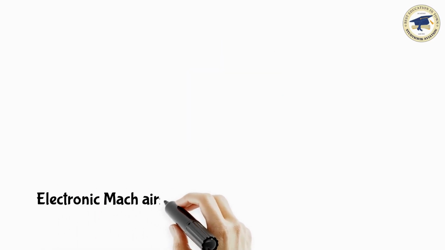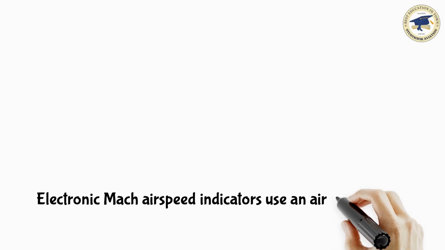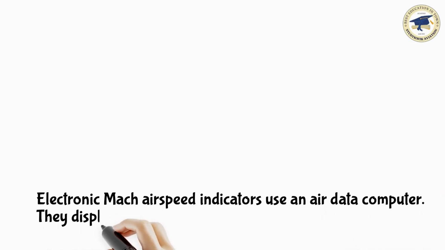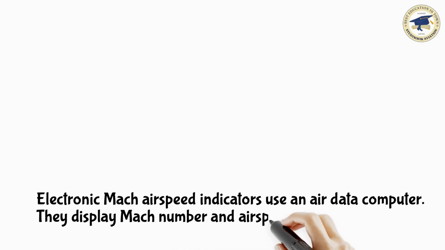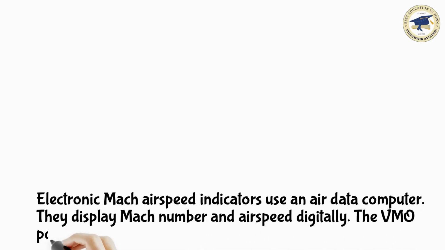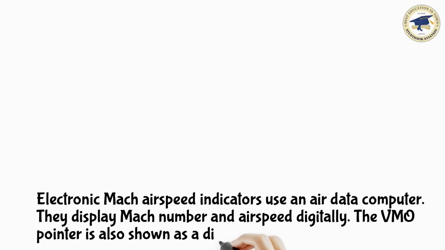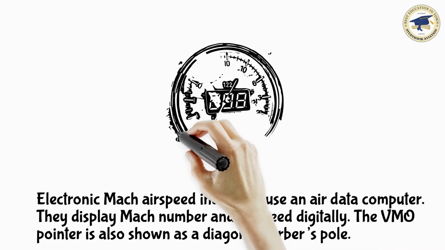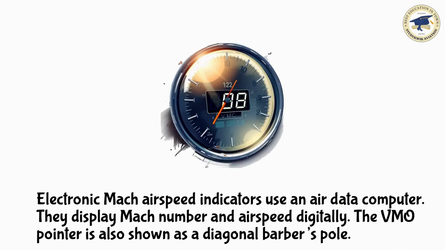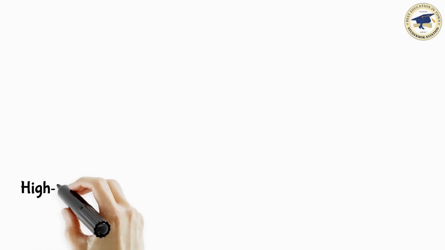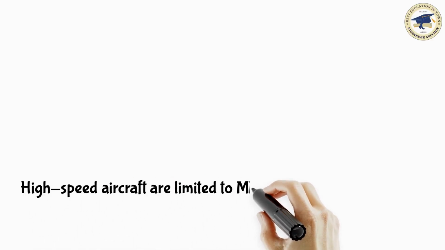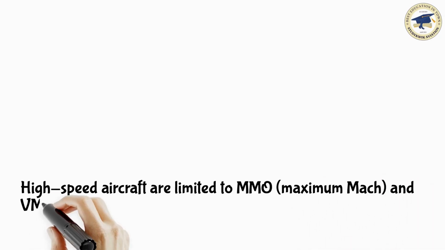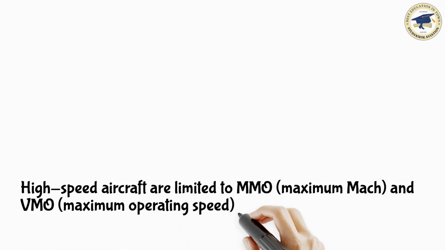Electronic Mach airspeed indicators use an air data computer. They display Mach number and airspeed digitally. The VMO pointer is also shown as a diagonal Barber's pole. High-speed aircraft are limited to MMO, maximum Mach, and VMO, maximum operating speed.